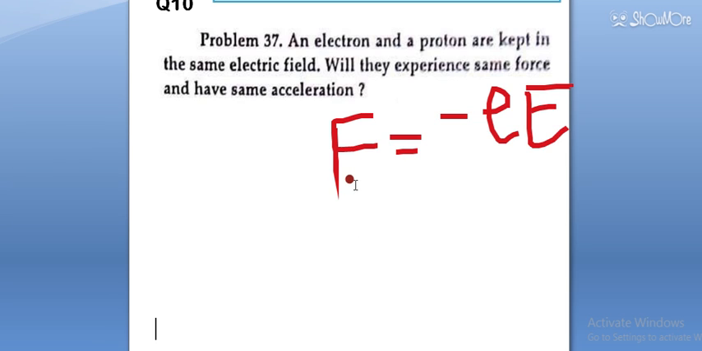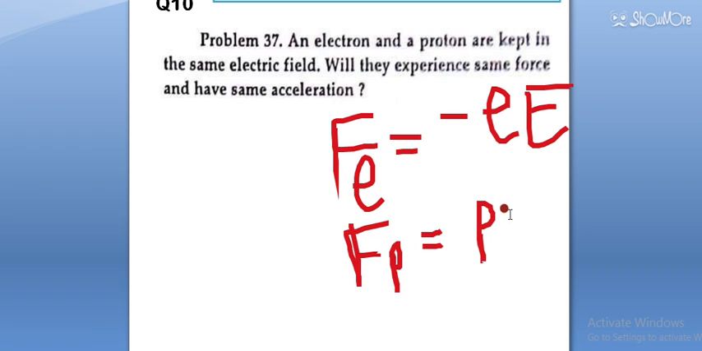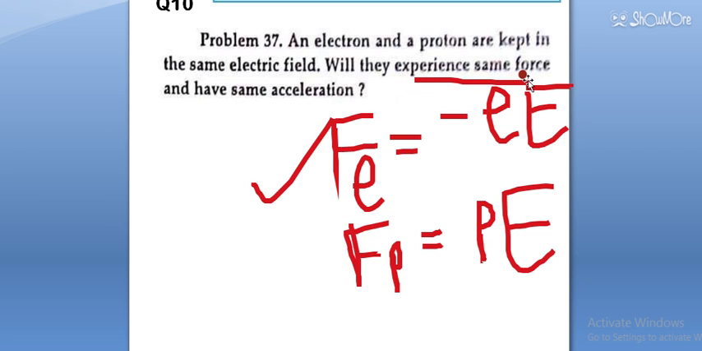The proton will also experience a force. That force will be equal to the charge on the proton, which is the same magnitude, so e into E. Now the charge on a proton is e, and E is the same field. So they have the same values. That means they will experience equal forces, but the forces are opposite in direction. Students, the forces are equal, but they are opposite in direction.